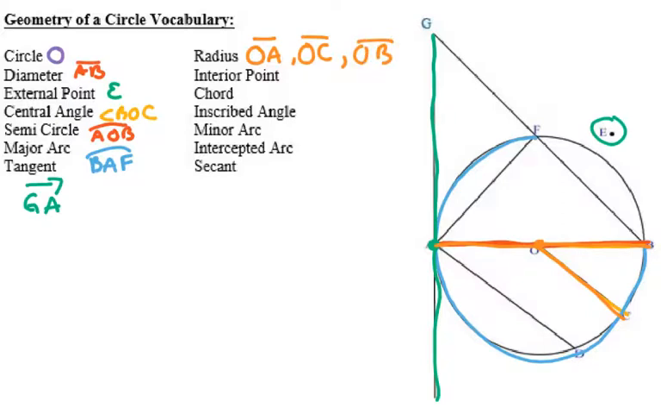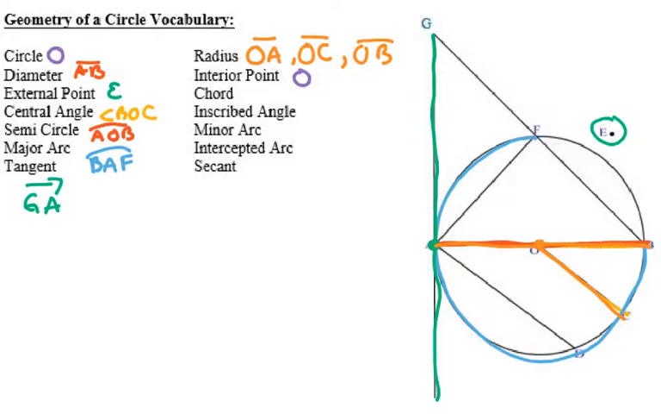For our interior point, points F, B, C, D, and A are on the circle and not inside of the circle. So therefore, our only interior point that we would have here would be point O.